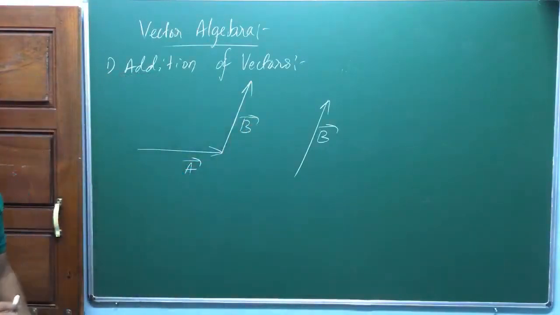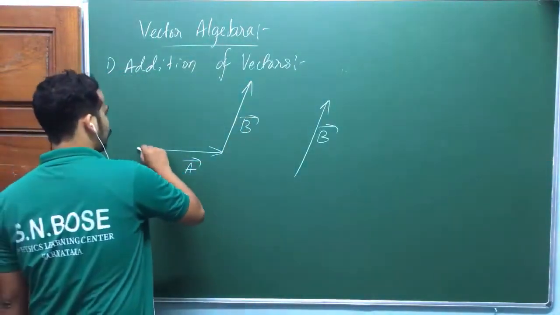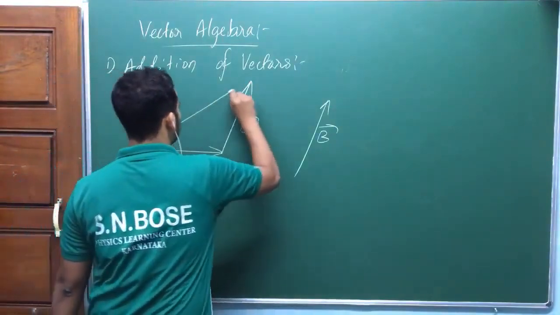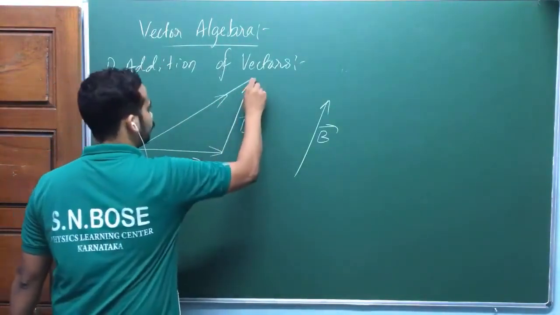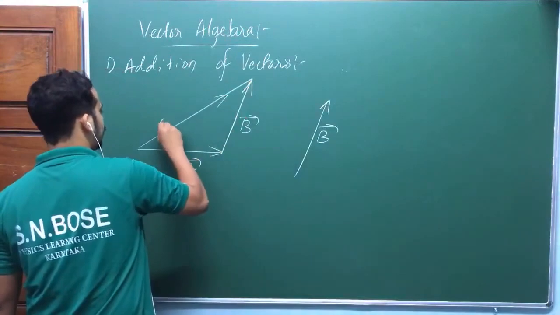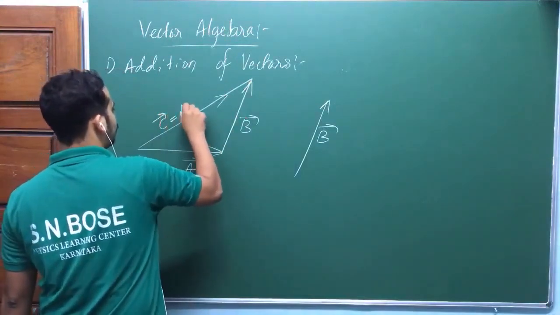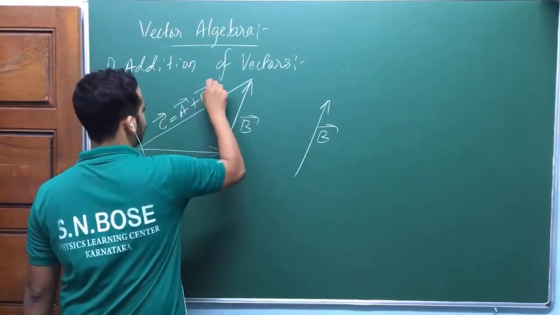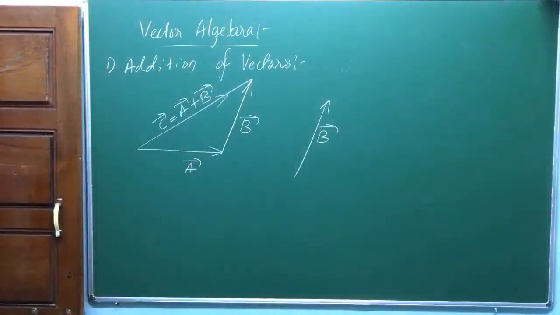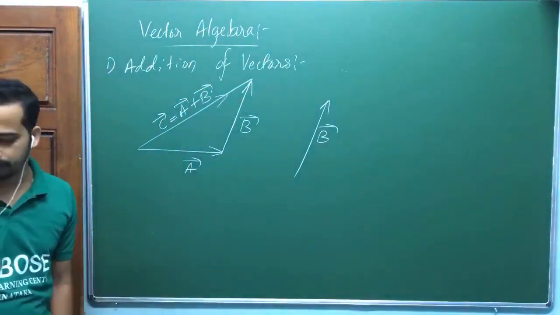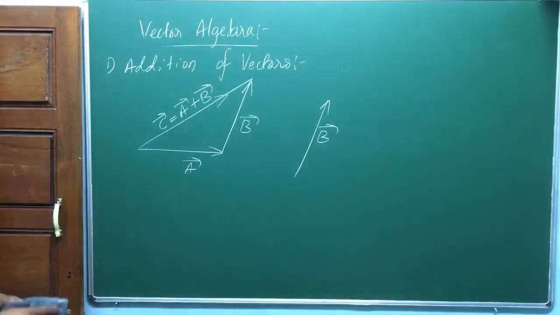Is that okay? So the third side of this triangle, that's equal to C, is equal to A plus B. We call this the triangular law of vector addition, isn't it? You know this one. And there is one more law.